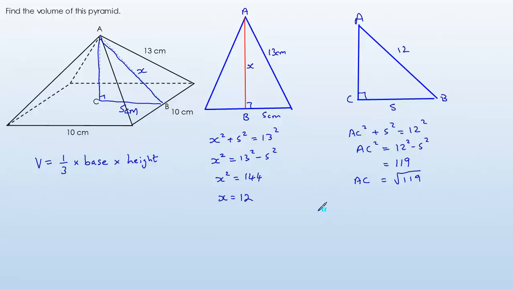So we can now work out the volume. That's going to be 1/3 multiplied by the base area, which we know is 10 times 10. It's just a square, 10 by 10. And then the height is the square root of 119. That's why I didn't work it out. I just put it in as root 119.